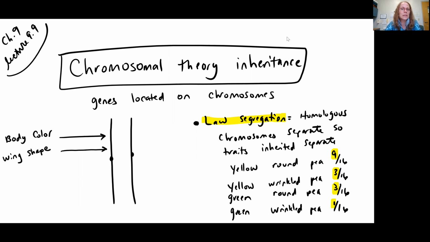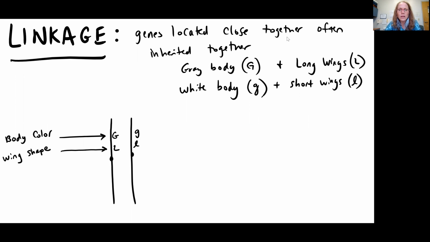And we saw that Mendelian pattern with a dihybrid cross of 9:3:3:1. Well, that's not always what we see when we're looking at dihybrid crosses. Sometimes we see what's described as chromosomal linkage.